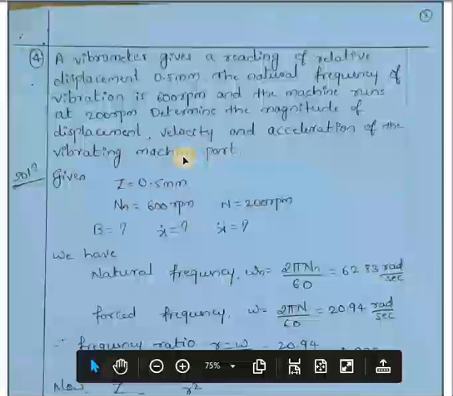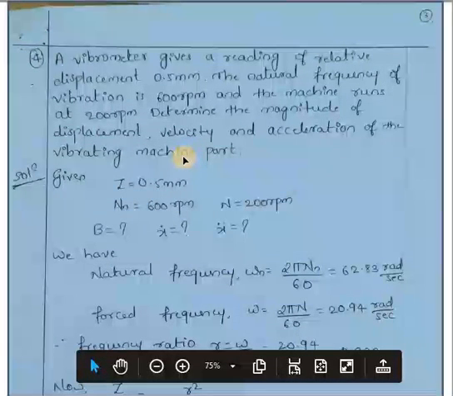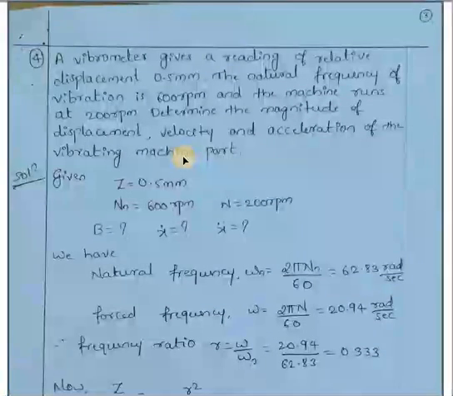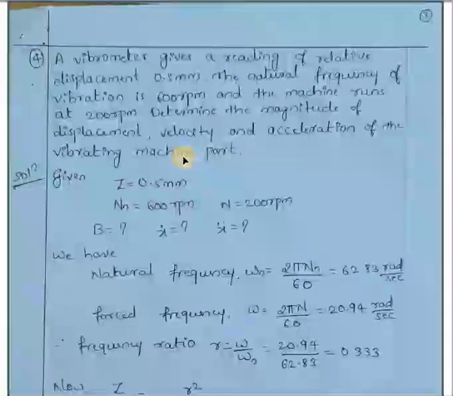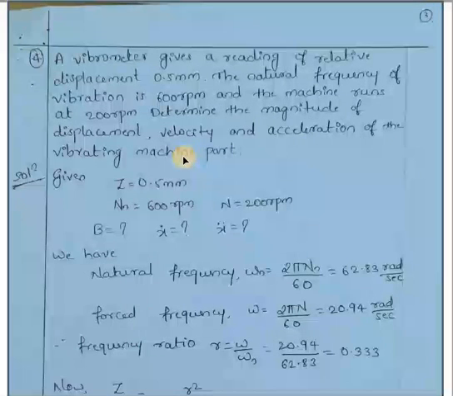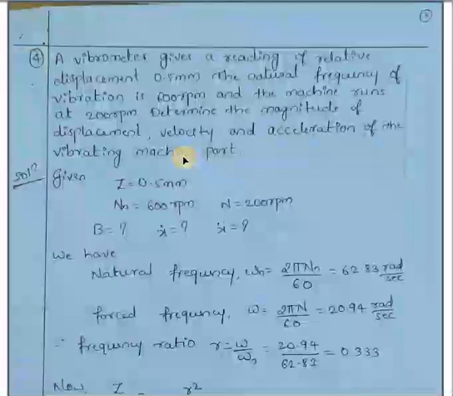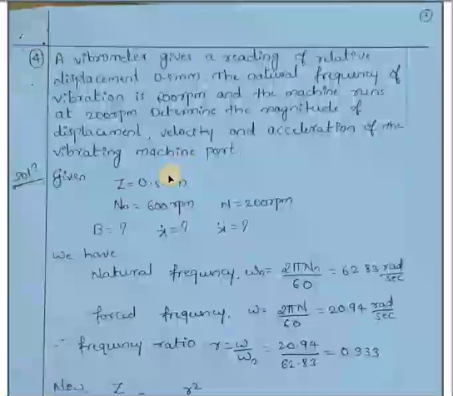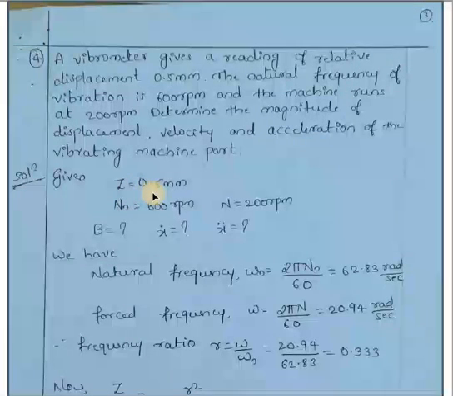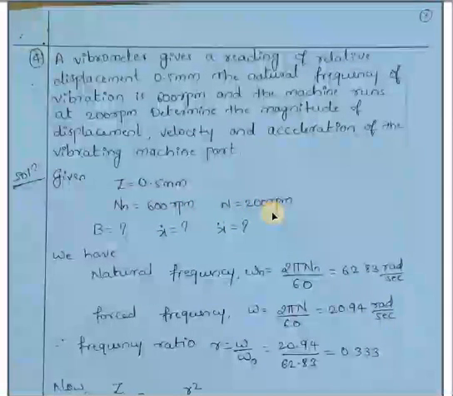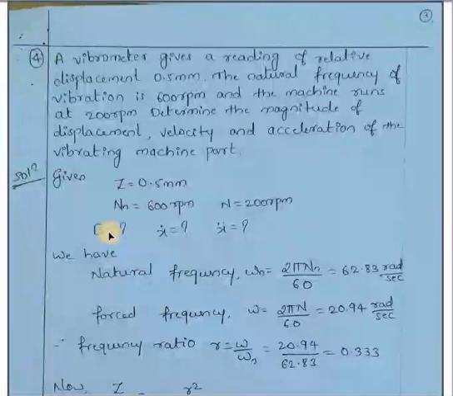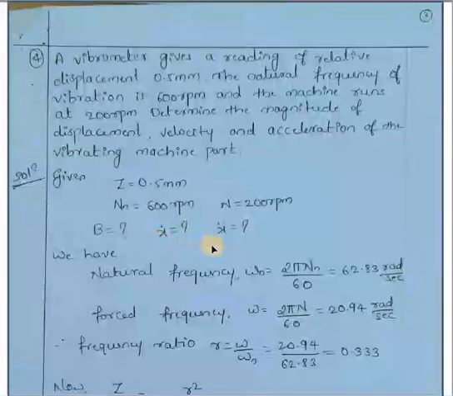a vibrometer gives a reading of relative displacement 0.5 mm. The natural frequency of vibration is 600 rpm and the machine runs at 200 rpm. Determine the magnitude of displacement, velocity, acceleration of the vibrating machine part. So here he has given that the reading of the relative displacement, which is a measured value z, is 0.5 mm, natural frequency as 600 rpm and force frequency as 200 rpm, and he asked us to calculate the actual value of the displacement, velocity and acceleration.